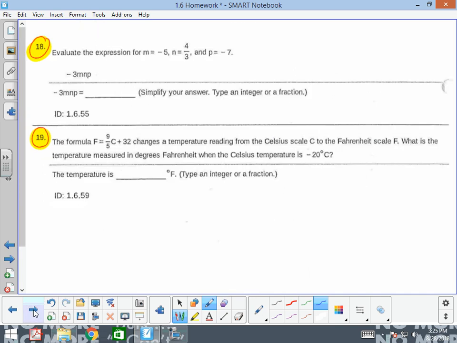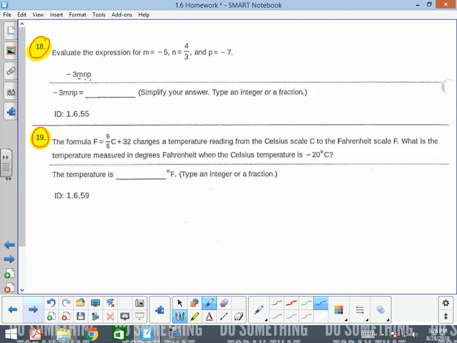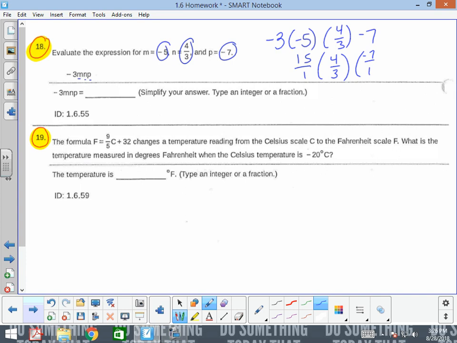And let's see. Number 18 says we're multiplying negative 3 times m times n times p. So negative 3 times m times n times p. Okay, so this is positive 15 times 4 over 3 times negative 7 over 1. Now I'm going to reduce this 3 and this 15, and now I'm multiplying 5 times 4 is 20 times negative 7 is negative 140. On the bottom I have all ones, so that is negative 140.